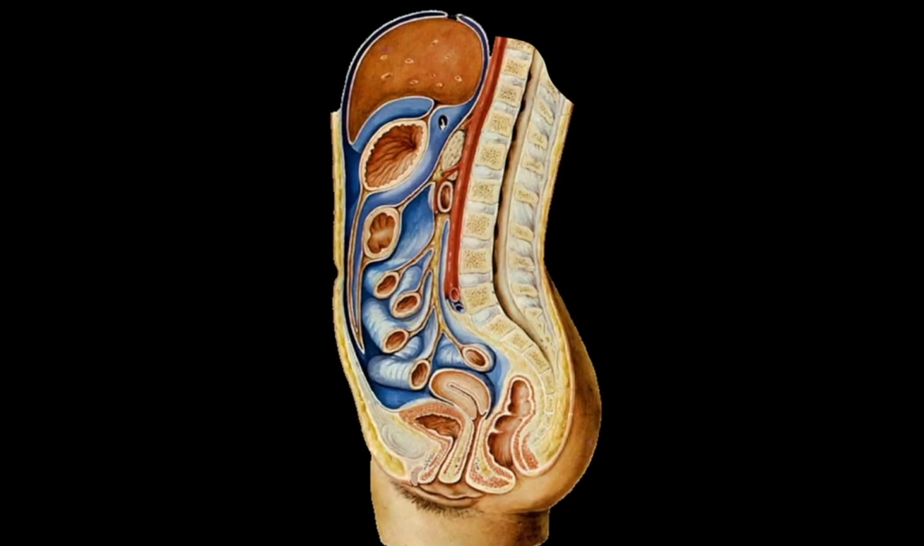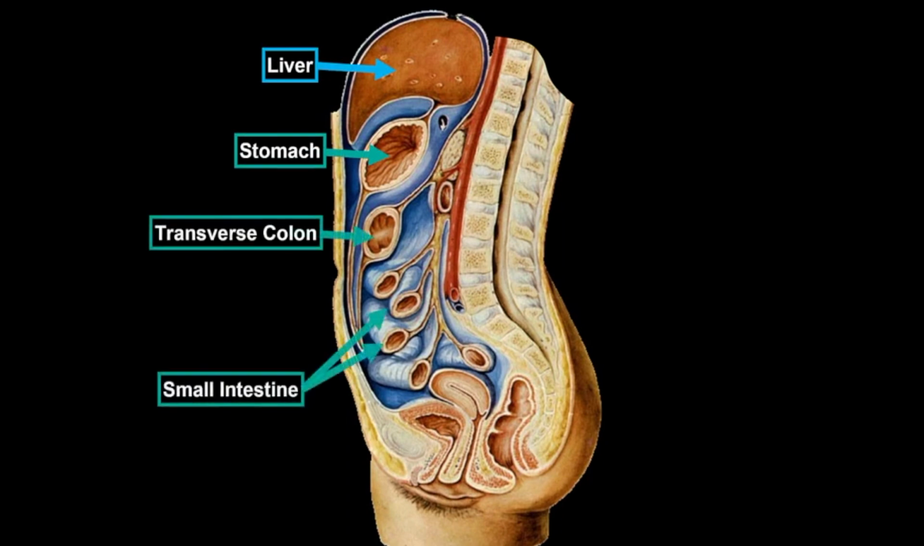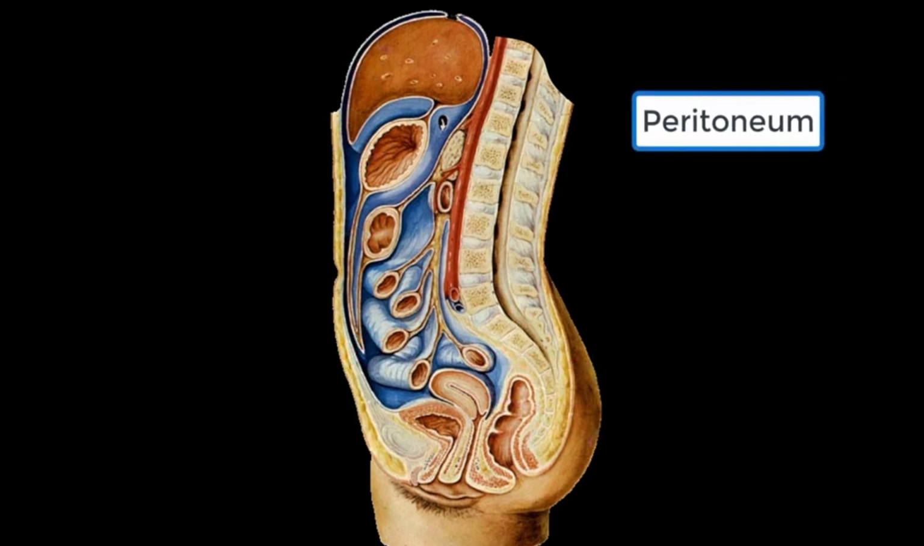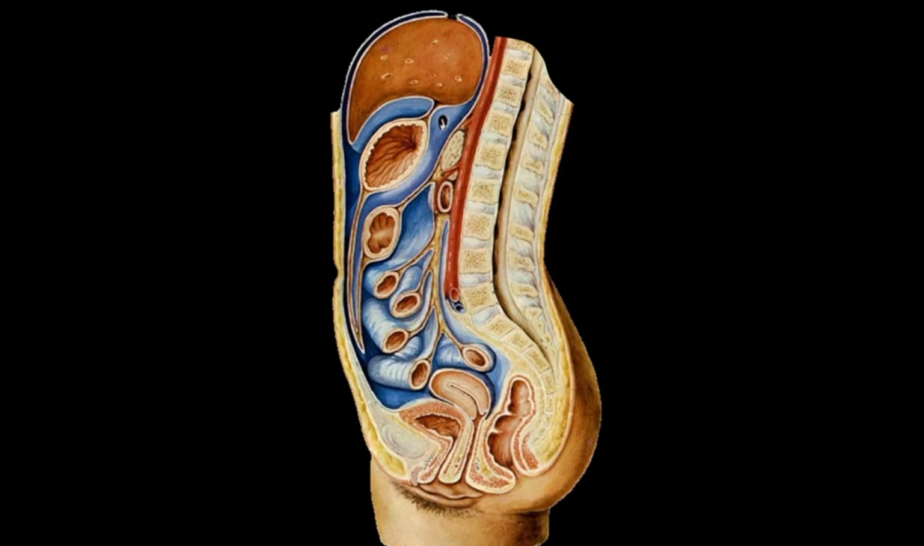Now for orientation's sake, this is the liver, the stomach, the transverse colon, the small intestine, and down here is the sigmoid colon. Now this is a woman's abdominal cavity, so the uterus is here. Now we have something called the peritoneum, and essentially it's a layer of fat that is distributed around the abdominal cavity, and we divide it into 2 parts.